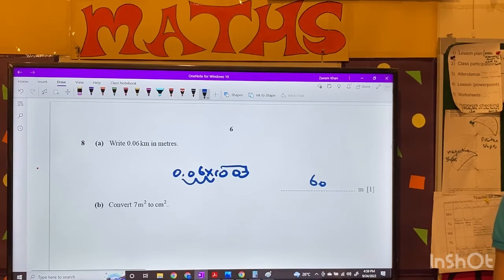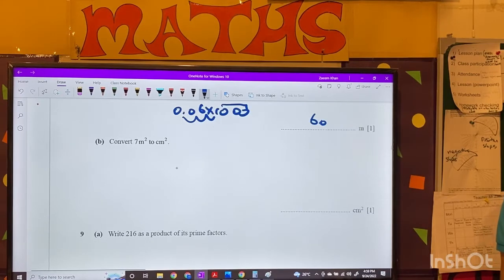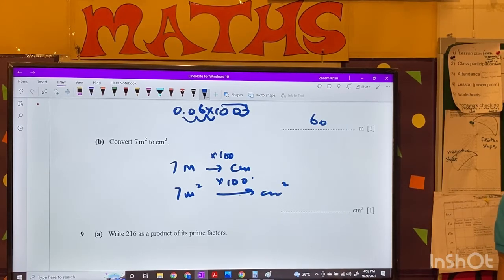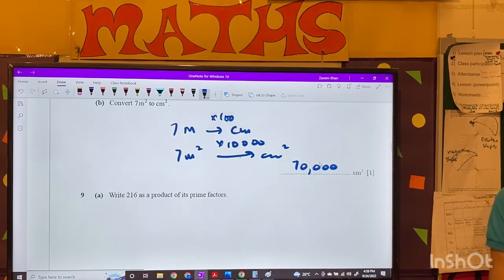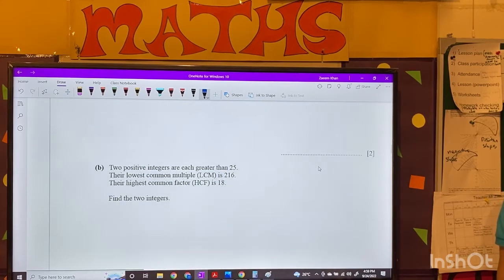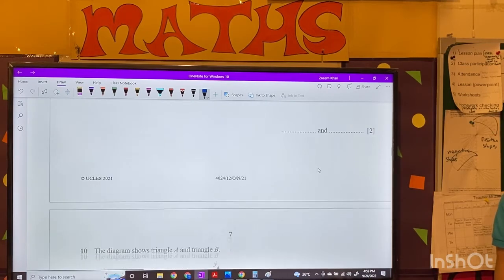7 meter square into centimeter square. Because square तो हमारे zeros double हो जाता है. ठीक है, तो अगर imagine कि हमारा सिर्फ 7 meter into centimeter होता तो 100 होता. Since it's 7 meter square into centimeter square, तो ये 100 के zeros भी double हो गए हैं, तो 10,000. 70,000, right? Yes. This is where the questions start to get tricky.